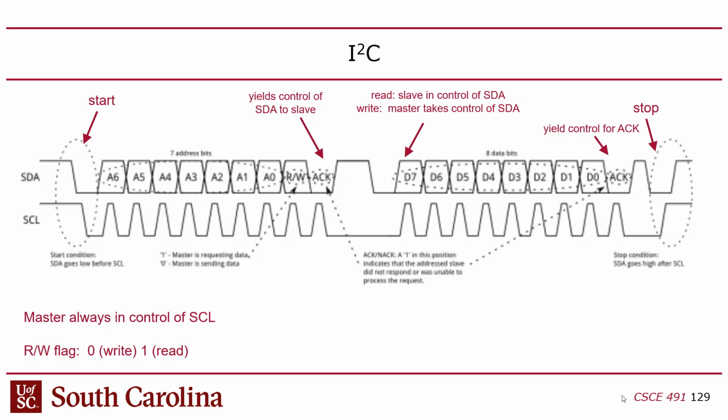If it's a 1, then I'm done. I'm just going to give up, right? That's it. But if I get a 0, that means someone acknowledged my address. Then, at that point, as I mentioned, the control of that data line will either go back to the master if I'm writing, or it will stay with the slave if I'm reading. Because if I'm reading, the slave has to send the acknowledgement plus the data, right?